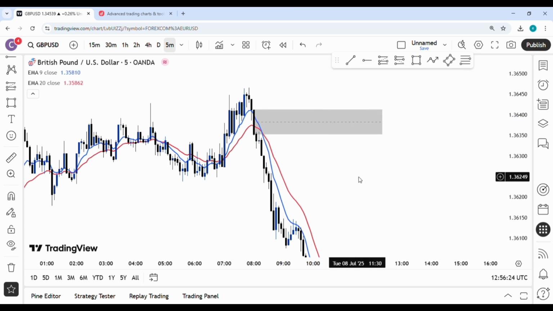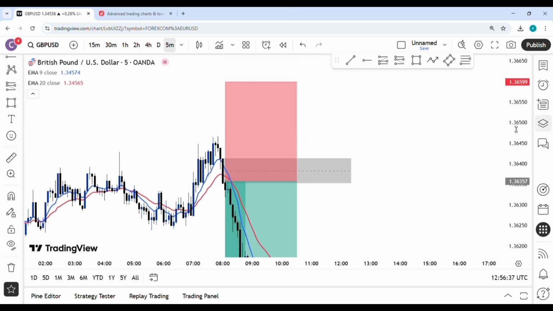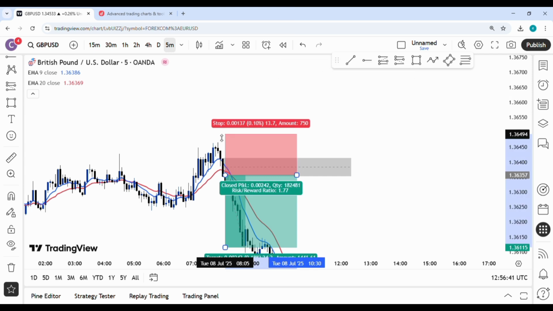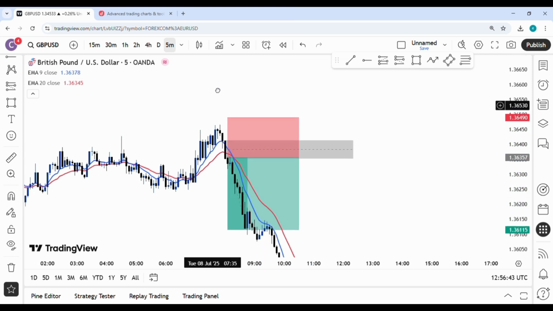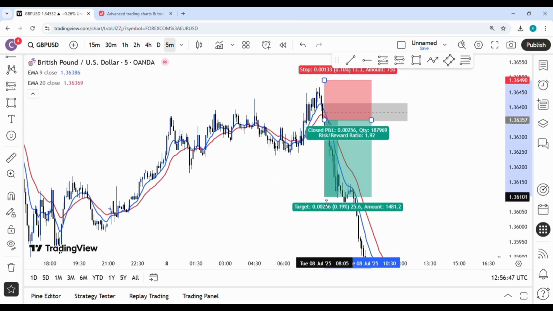Immediately after the breakout closes, you can start placing your order. Stack in your sell position. You enter from here. Your stop loss will be here. And remember, we are aiming for 1:2. And this is the 1:2.